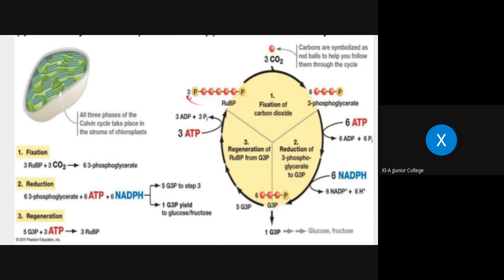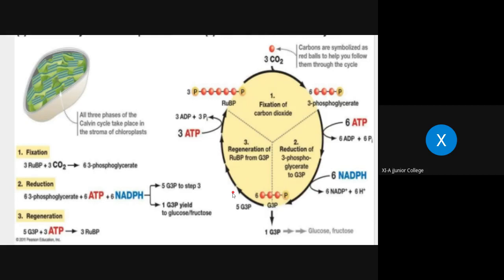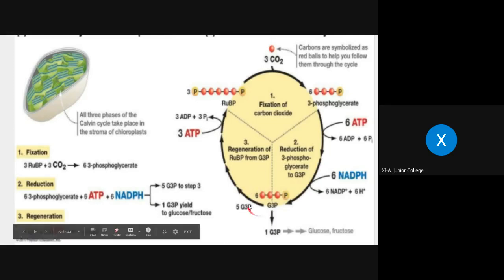Again, RuBP is regenerated. That is a 5-carbon compound, with a series of reactions. This may get converted into sometimes a 4-carbon compound, 5-carbon compound, 7-carbon compound, and then at the end, RuBP, the 5-carbon compound, is produced. So this is the regeneration of RuBP from this 3-carbon compound, phosphoglyceraldehyde. And that is why this is called the regeneration phase.